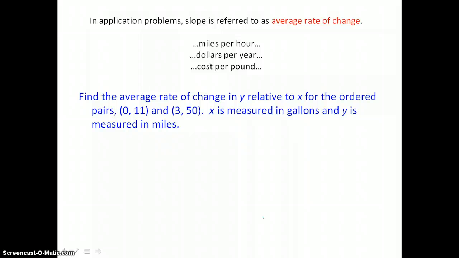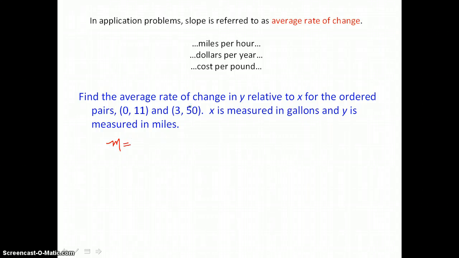In application problems, slope is referred to as average rate of change, like miles per hour, dollars per year, or cost per pound. In this example, we want to find the average rate of change in y relative to x for the ordered pairs (0, 11) and (3, 50). X is measured in gallons and y is measured in miles. So since we're finding an average rate of change, and that's just slope, we'll use our slope formula.